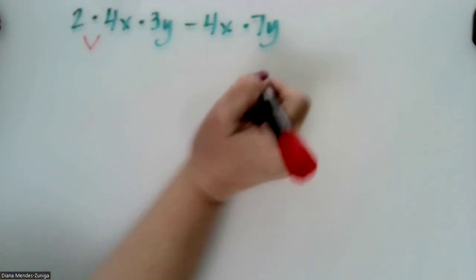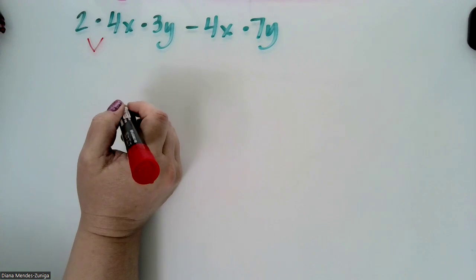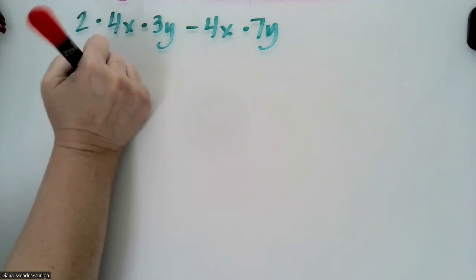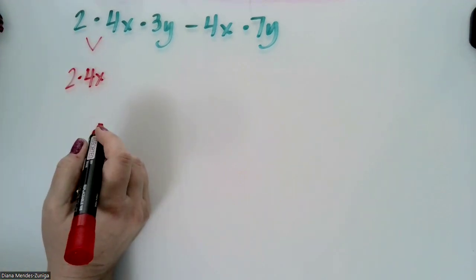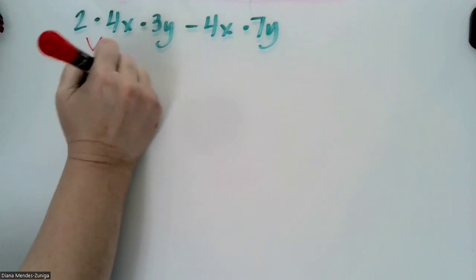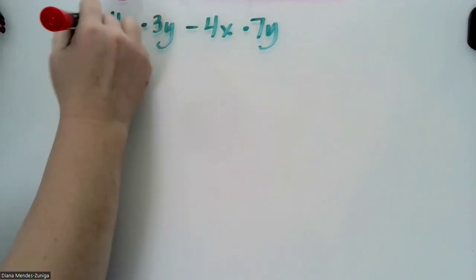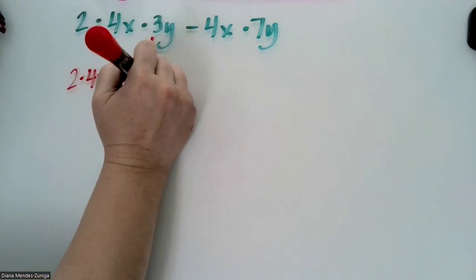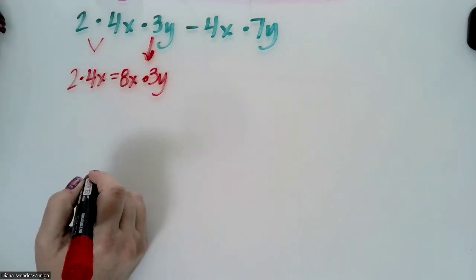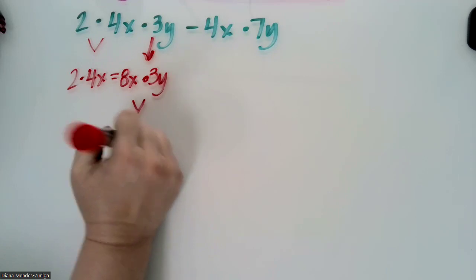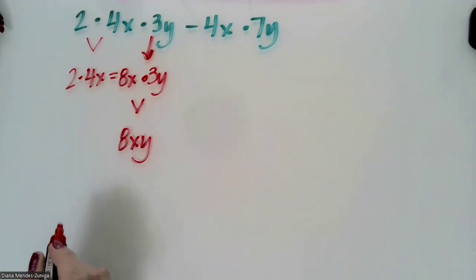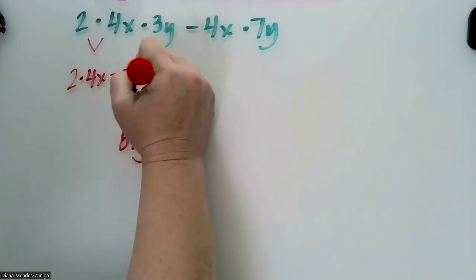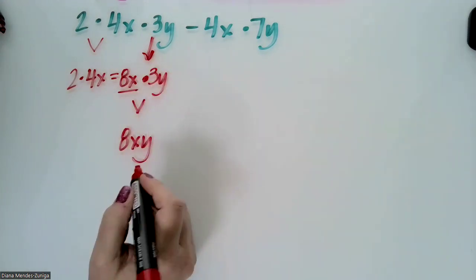From left to right, we're going to multiply everything through here because we don't have parentheses and we do not have exponents. So my first problem is 2 times 4x equals 8x. Now this is solved. Now what I have to do is bring down this one because this is also multiplication. So now it's 8x times 3y. That's going to give us 8xy. So we did this multiplication problem first and we got this answer. Now we're going to multiply this answer to this multiplication problem here because it's all multiplication.